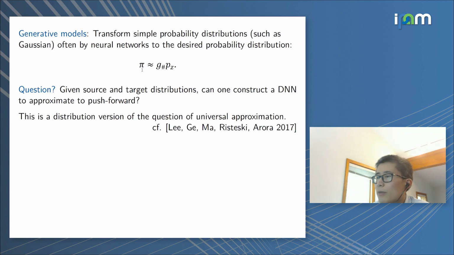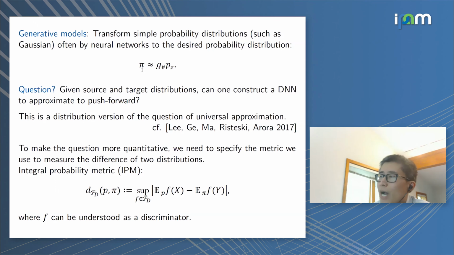Of course, to ask this question more quantitatively, I need to make it more careful. What does this approximation mean? It needs to become more quantitative. The specific metric that we are going to consider in this work, to measure the difference between two distributions, is known in the stats literature as the integral probability metric. This is also quite popular these days in machine learning. You want to ask how different P is from pi, two distributions. You want to find a divergence, a metric between them.